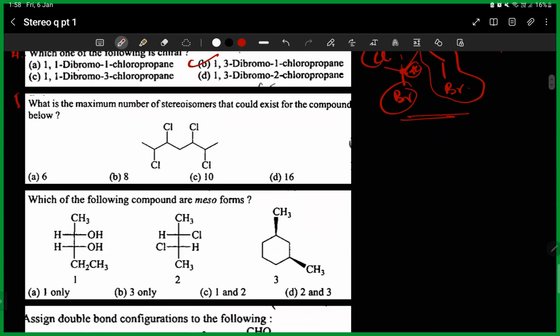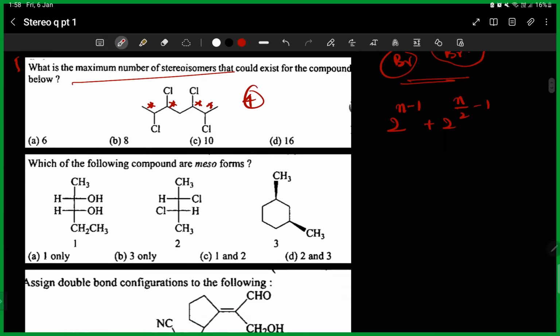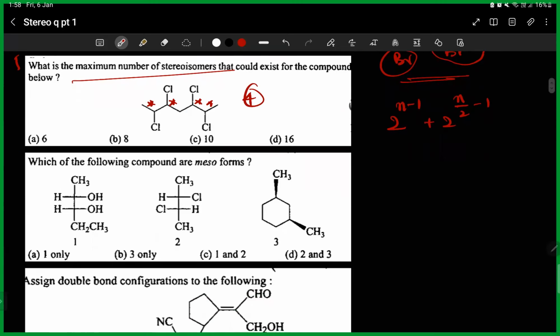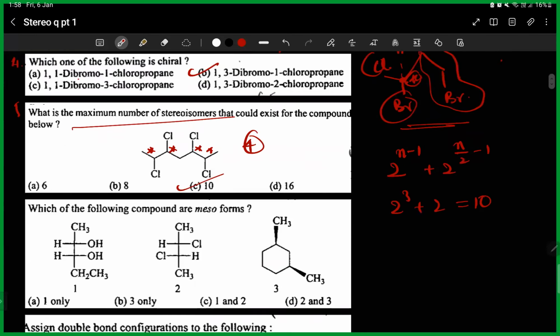So fifth question. The maximum number of stereoisomers. This question, the formula might help you. So check the number of chiral carbons. I can see we have 4 chiral carbons. So apply the formula. This is a symmetrical compound and it has an even number of chiral carbons. So 2 power n minus 1 plus 2 power n by 2 minus 1 is the formula. So you have n equal to 4, right? 2 cube plus 2, which will be 10. Easy question.